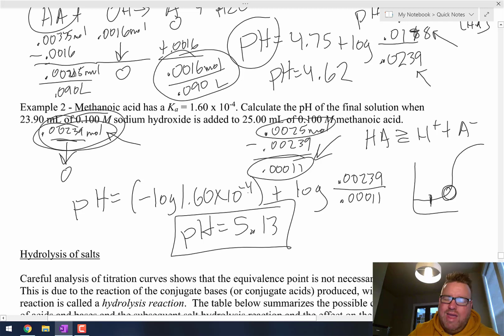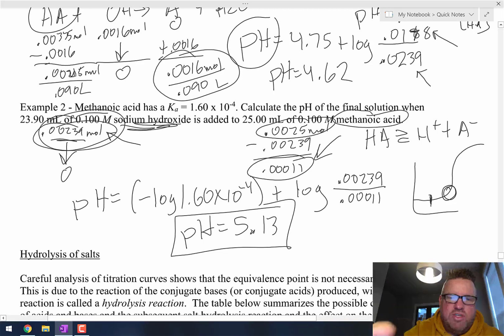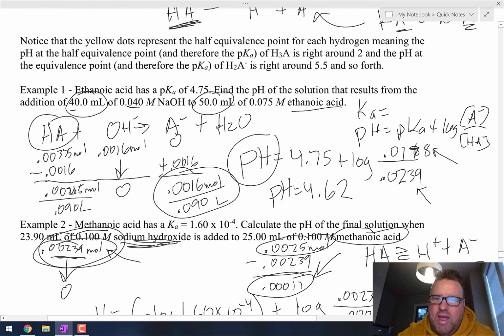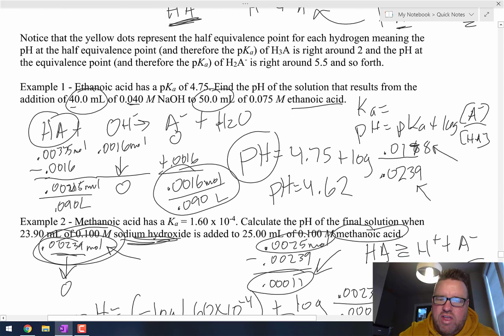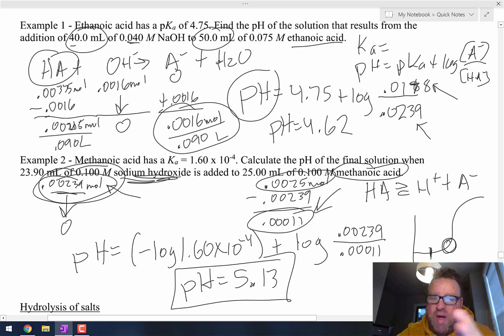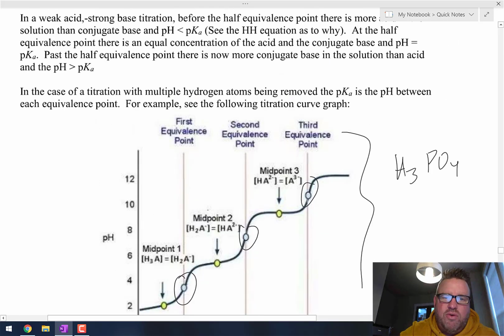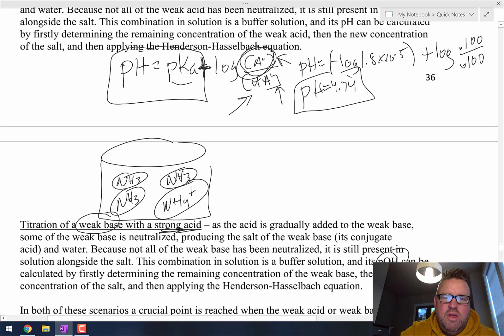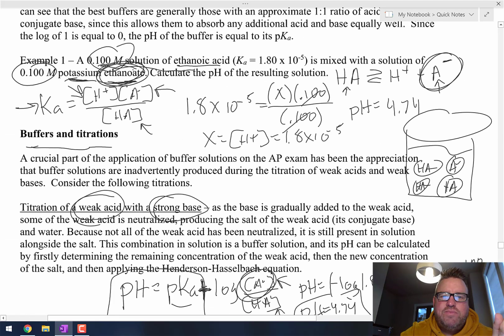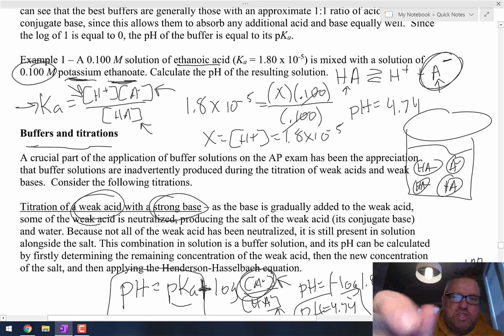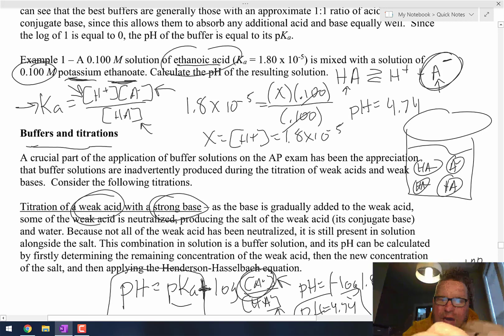So at any point during that titration, or any time you combine a weak acid with a strong base, or a weak base with a strong acid, you just have to figure out how much of that original acid you have left and how much of the conjugate base it formed. Remember, in the first example that we did, we didn't react the ethanoic acid; we added a soluble salt that has that conjugate base already in it.